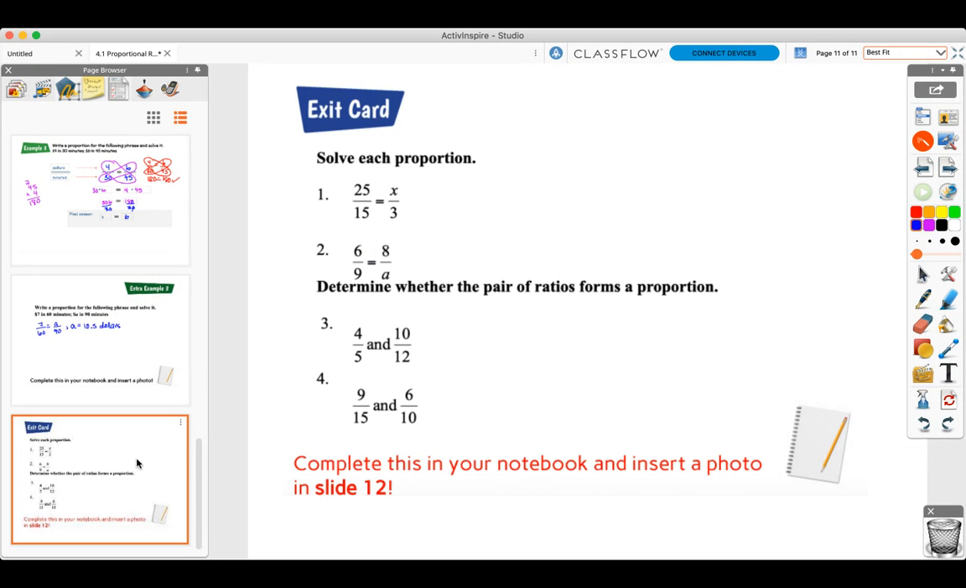And your last thing to do is on your own, on a piece of paper, work out these 4 problems, take a photo, and insert it into your slide 12.